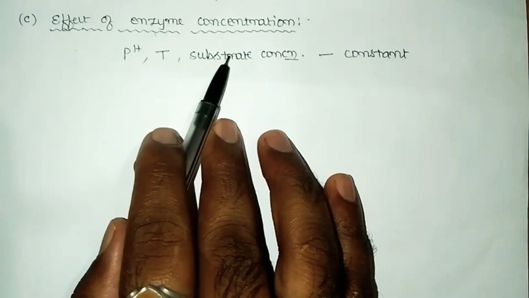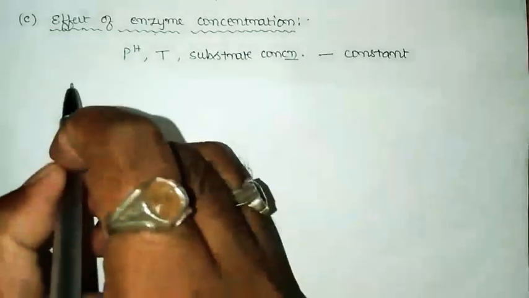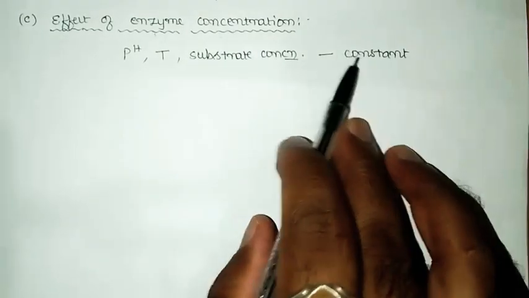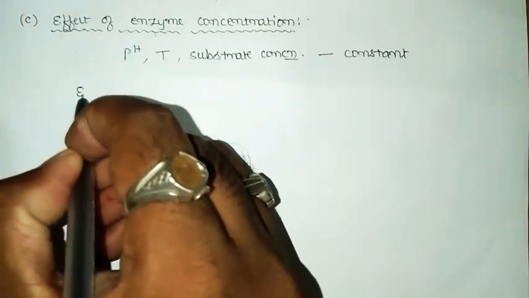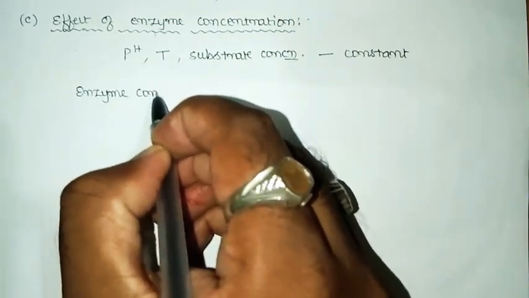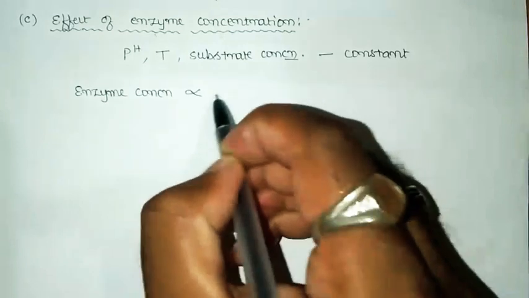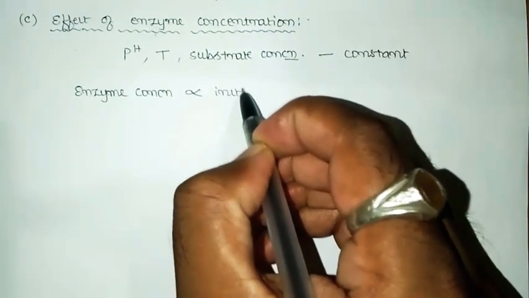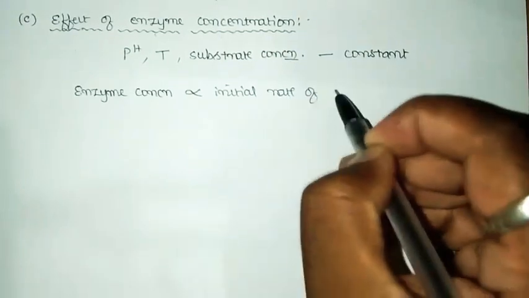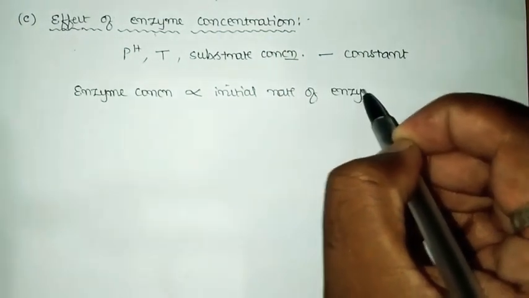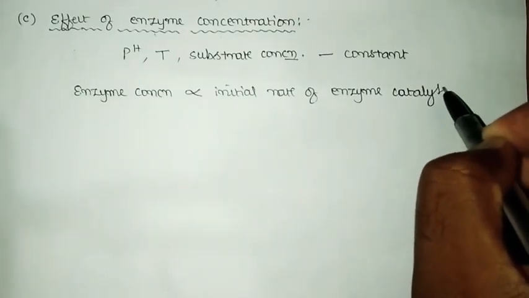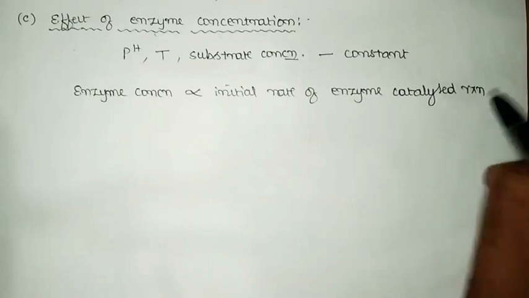So please notice the sentence I am using. By keeping pH, temperature and concentration of the substrate constant, the enzyme concentration is directly proportional to the initial rate of enzyme catalyzed reaction.